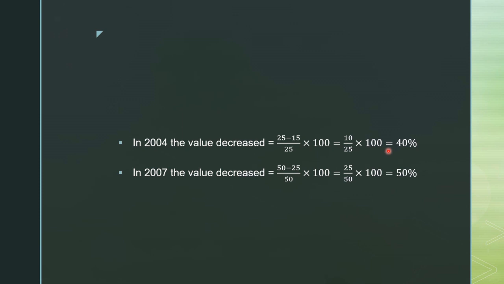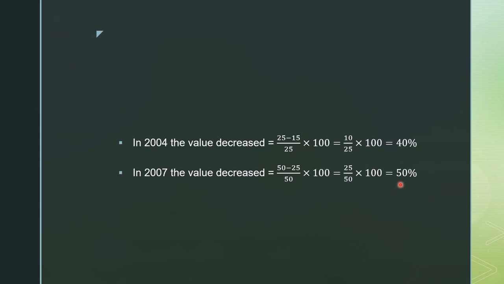The next option is in 2007, the value decreased compared to the previous year. In the previous year it was 50, and in 2007 the value of engineering goods is 25. So how we calculate? We calculate initial value minus final value divided by initial value into 100. That means 50 minus 25 divided by 50 into 100, that is equal to 25 by 50 into 100, that is equal to 50%.